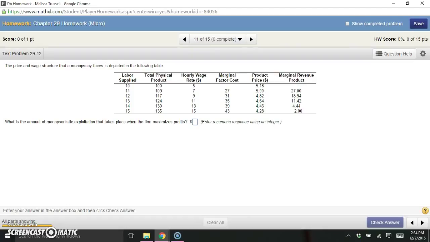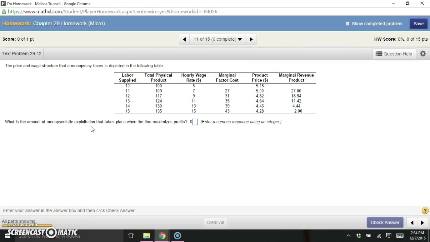This is problem 2912 from chapter 29, and we're given the price and wage structure from a monopsony in a table here, and we're asked what is the amount of monopsonistic exploitation that takes place when the firm maximizes profits. Now, the first thing we need to do is talk about what monopsonistic exploitation means.